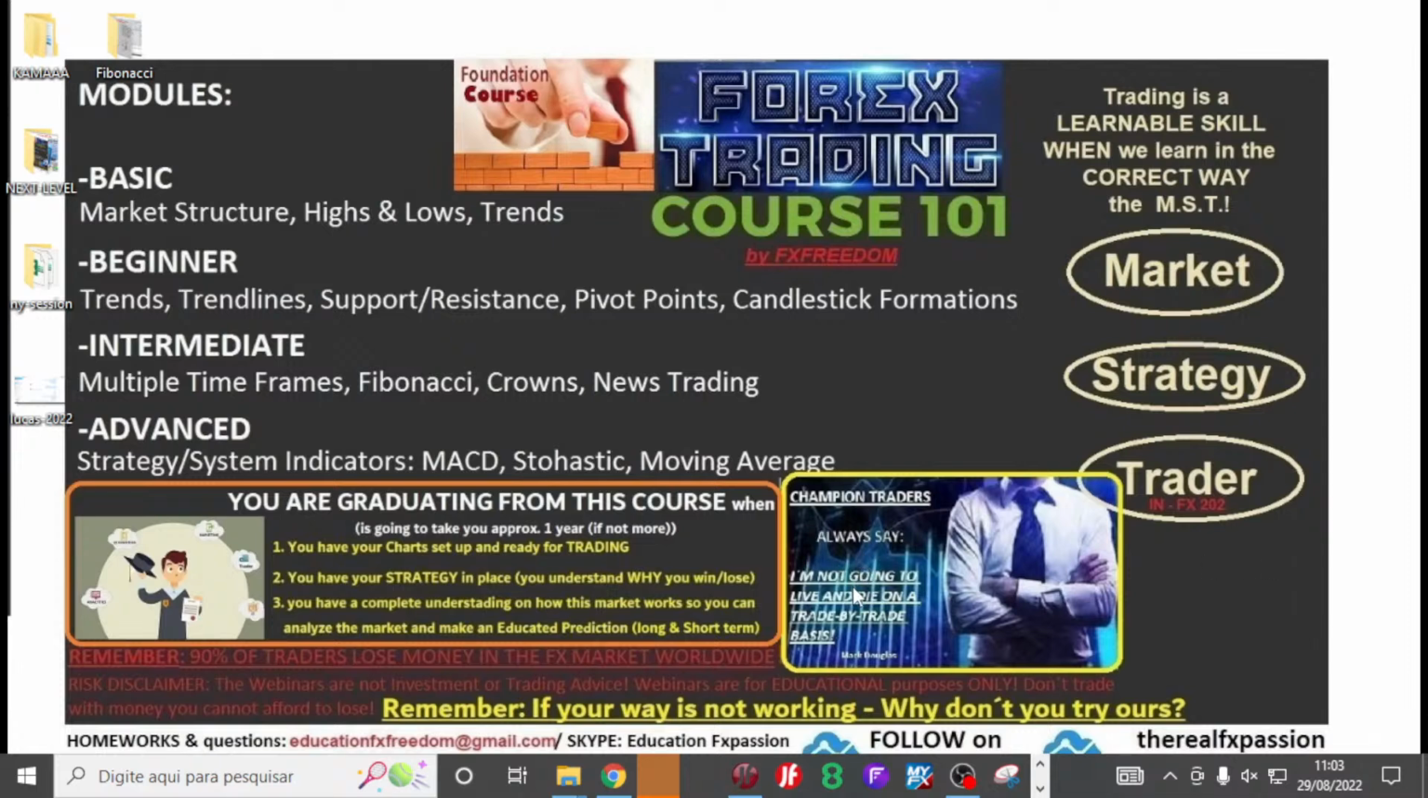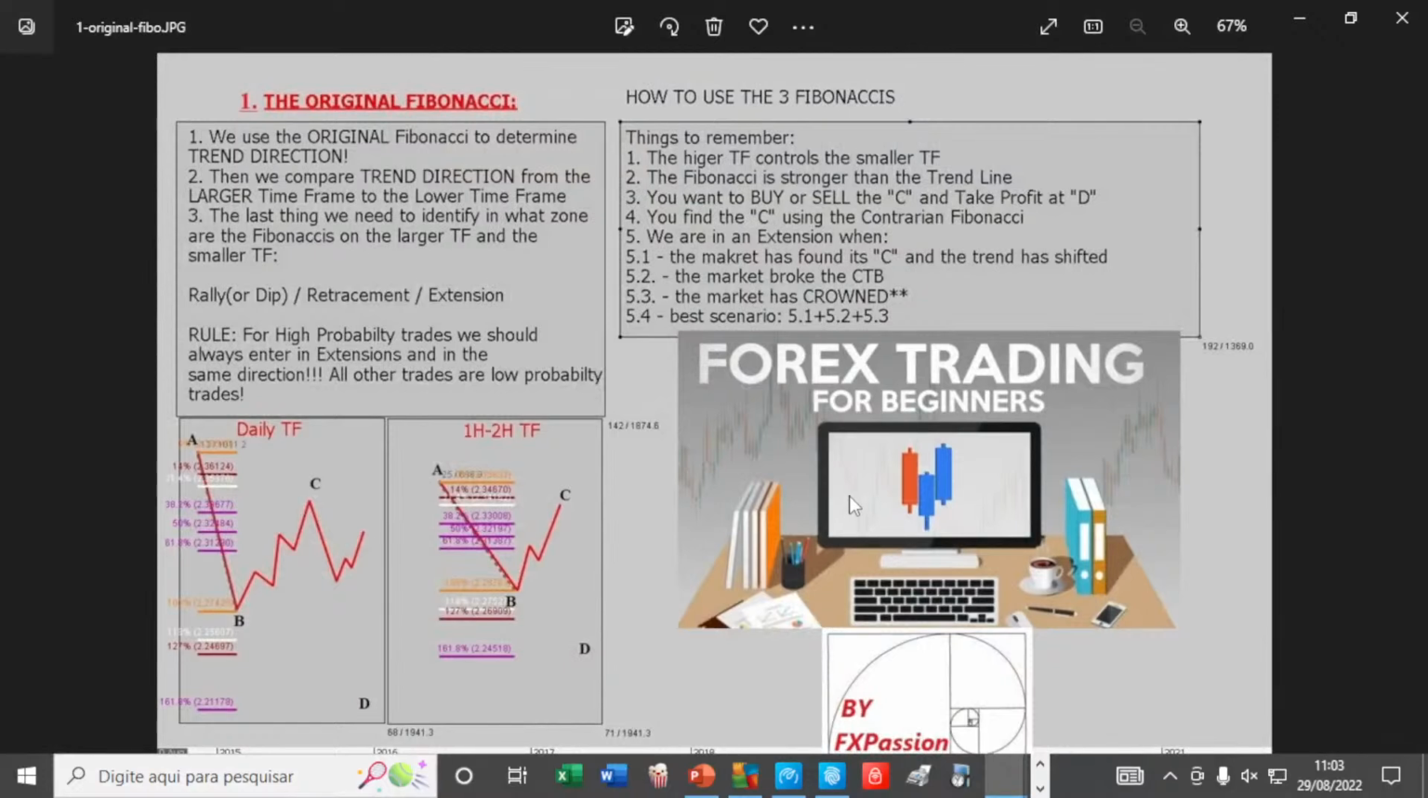That being said, everybody, find the confirmation Fibonacci in a downtrend. Okay, so one last time. Take a screenshot of this. The original Fibonacci, we use the original Fibonacci to determine trend direction. Number two, we compare trend direction from the larger time frame to the lower time frame. We did this, right? We did this 2 weeks ago. Number three, the last thing we need to do is to identify in what zone are the Fibonacci. So in what zone is the original Fibonacci on the larger time frame and on the smaller time frame.